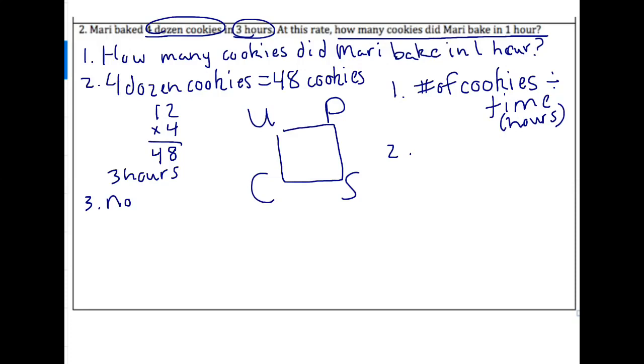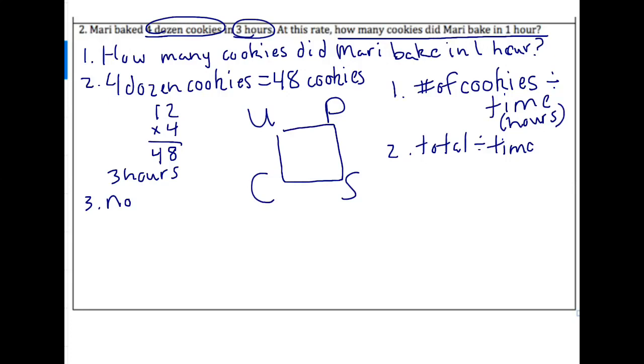Number 2, have you solved any similar problems before? I've done division problems like this before. I have a total, and then I'm dividing it by time. So I've actually done that before. We did a similar problem like this on problem number 1, so that's something I've done before.